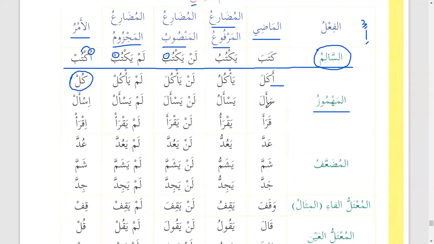Then we have hamza as the second root letter. This is called mahmuzul ain. So it is sa'ala, yas'alu. Sa'ala, he asked. Yas'alu, he asks. Lan yas'ala, he will not ask. Lam yas'al, he didn't ask. And is'al, you ask. And we know that this verb has 2 fi'l al-amr. It can also be sal, seen and lam, sal.